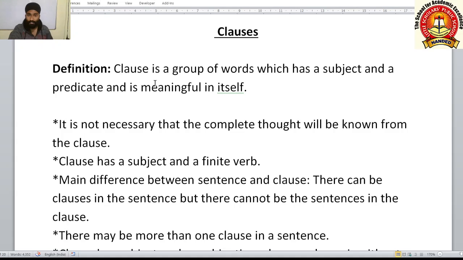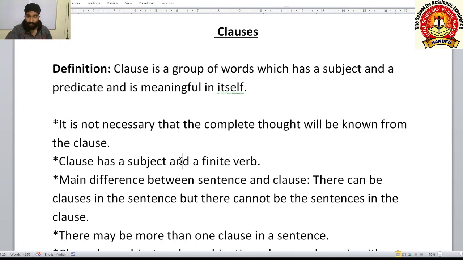Definition of a clause: a group of words which has a subject and a predicate and is meaningful in itself. This you have to remember. Clause has a subject and a predicate. The clause is meaningful and it expresses a thought. It is not necessary that the complete thought will be known from the clause. Sometimes the clause does not express complete thought.